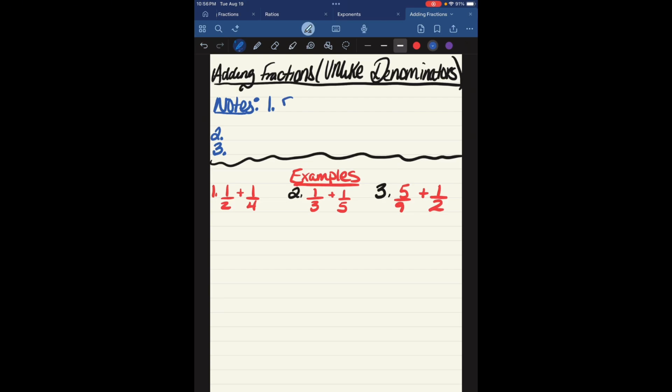So first up, we're going to find the LCD. And what does LCD stand for? The least common denominator. If you see LCD or LCM, which stands for least common multiple, they're nearly the same thing. So if you see either one of those two, they're nearly identical, okay?